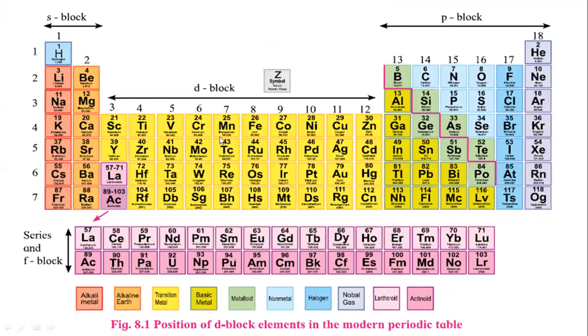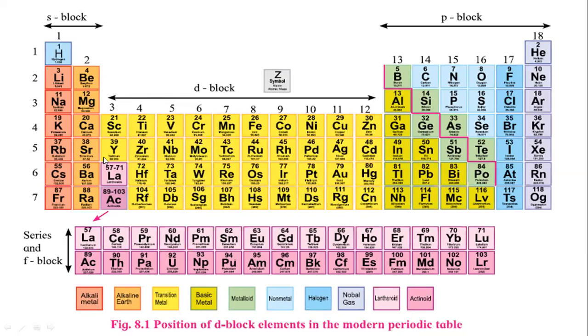So with the help of this periodic table, we can clearly identify where the d block elements are kept. d block elements are kept in between s block and p block, from group number 3 to group number 12. First series is period number 4, scandium to zinc, 3d. Yttrium to cadmium is the 4d series. Lanthanum to mercury is the 5d series, and from actinium to copernicium is the 6d series. So this is the entire d block.